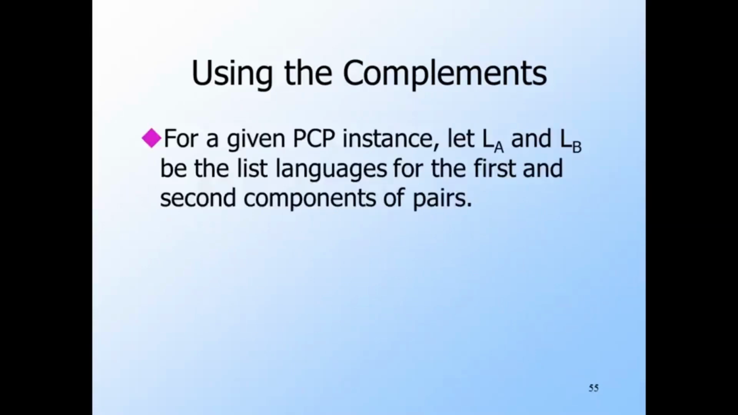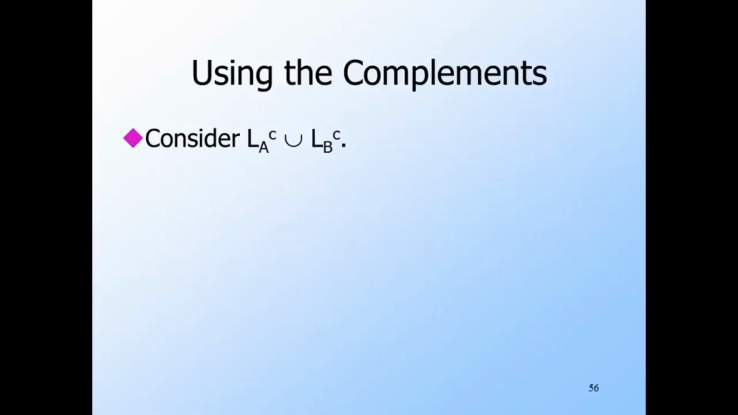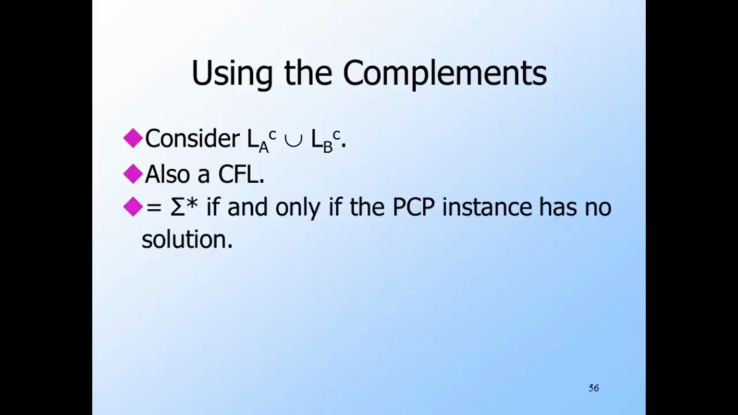Let LA and LB be the list languages for the first and second components of an instance of PCP. And let LA complement and LB complement be their complements. Now all 4 of these languages are context-free languages. Let's consider the union of the complement languages. This is also a context-free language by the fact that context-free languages are closed under union. I claim that this union equals sigma star, where sigma is the alphabet consisting of all the symbols used by the languages involved, if and only if there is no solution to the PCP instance.